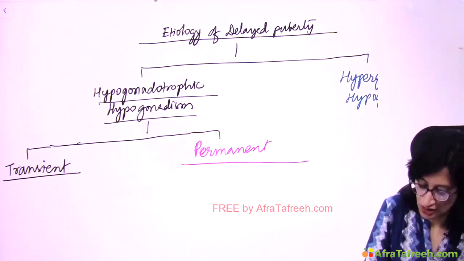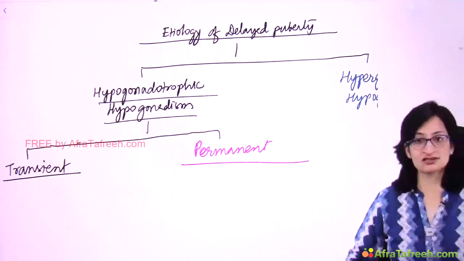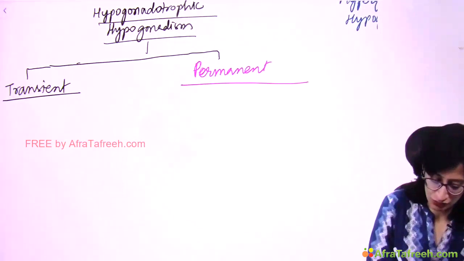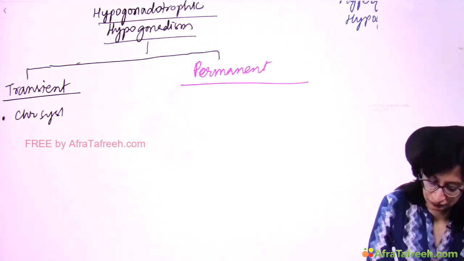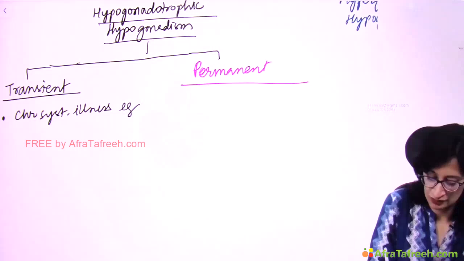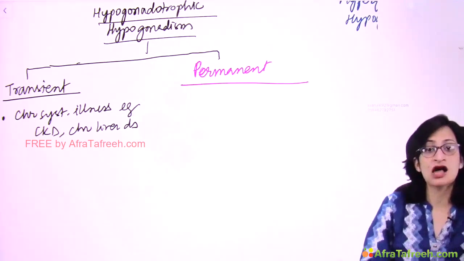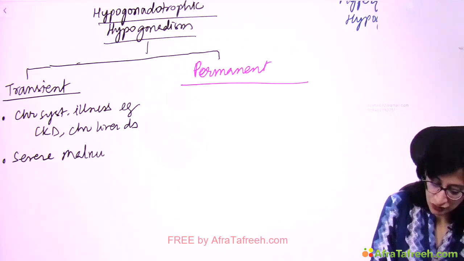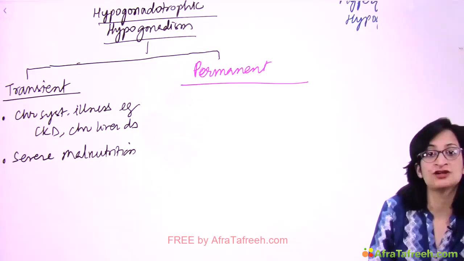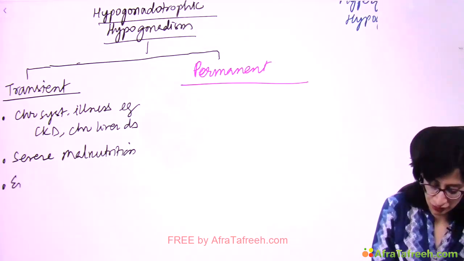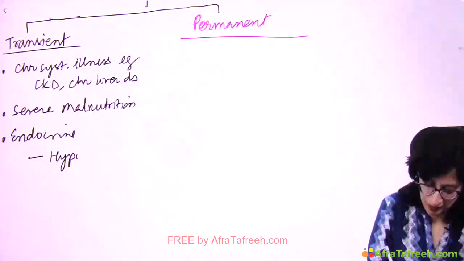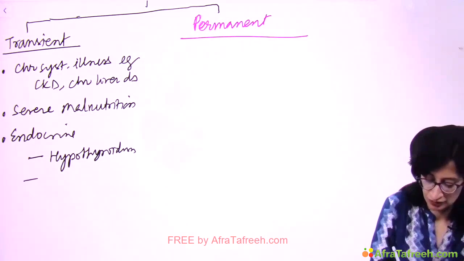So transient conditions include systemic disorders, any chronic systemic illness, for example chronic kidney disease, chronic liver disease, celiac disease. Severe malnutrition can give rise to it. Some endocrine causes like hypothyroidism and type 1 diabetes.